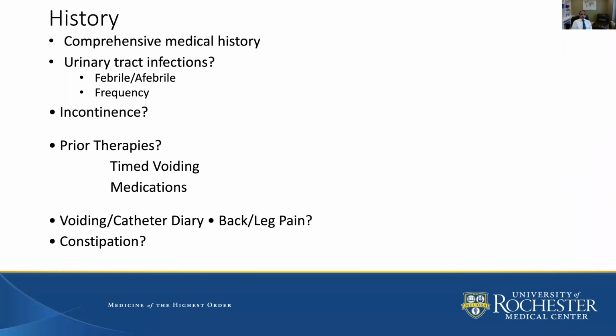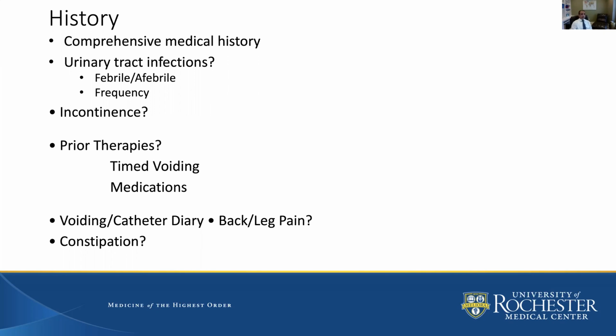The evaluation starts with the history, and we all know it needs a comprehensive medical history. We especially emphasize the incidence of urinary tract infections, whether they were febrile or afebrile, and how frequent those UTIs are. The other condition commonly associated with the neurogenic bladder is incontinence, and how severe it is, what time it happens, how long the dry time is, if they have taken any medication before, if they have tried anything else, like timed voiding, double voiding, all those sorts of things.